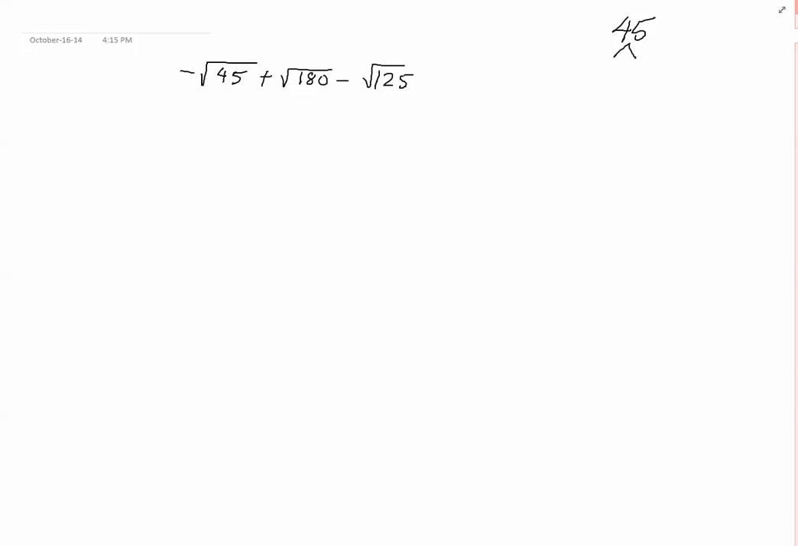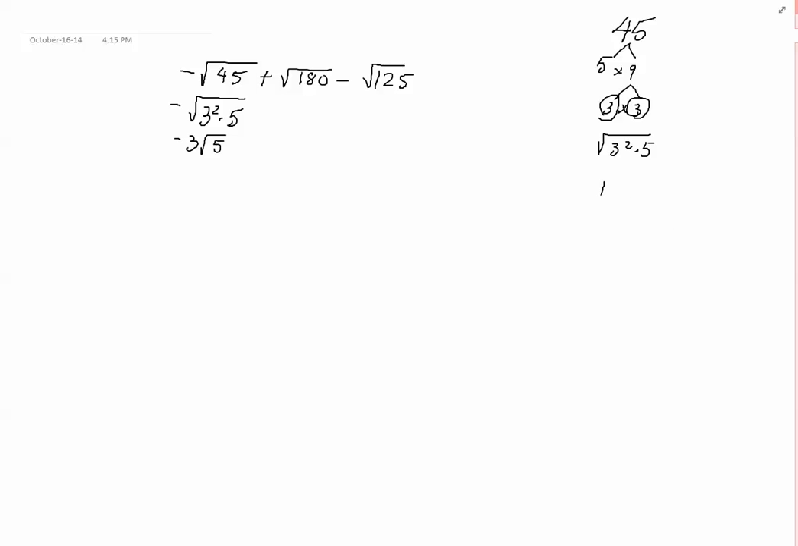45 divides into 5 times 9, and then 9 into 3 times 3. So we have the square root of 3 squared. We have 2 factors of 3, and 5. So negative root 45 becomes negative root 3 squared times 5. We know the square root of 3 squared is 3, so we have negative 3 root 5.